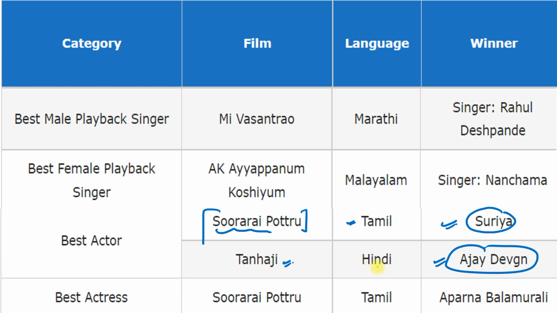And Best Actress award goes to Aparna Balamurali, and this is for the movie again Soorarai Pottru. And remember, the Best Male Playback Singer goes to Rahul Deshpande and Best Female Playback Singer goes to Nanchamma. And the important thing is Best Actor award goes to 2 personalities.